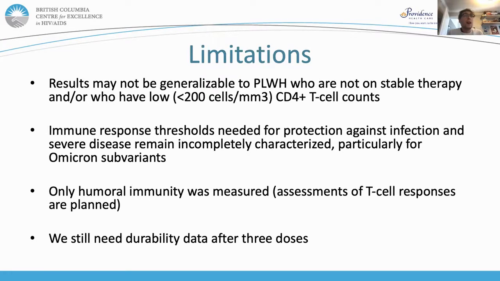Just to highlight some key limitations, and then I'm done: these findings may not be applicable to all people living with HIV, namely those who are not on therapy or have low CD4 count or are not achieving suppressive therapy. We also don't know the thresholds for immune protection for any of these measures. We don't know what provides optimal protection, particularly against the new Omicron subvariants. And importantly, we are still gathering more data on cellular immunity and also long-term immunity after the third vaccine dose.